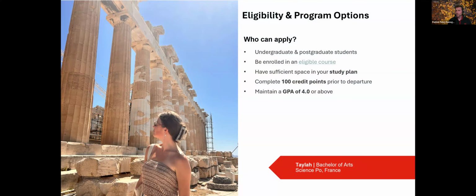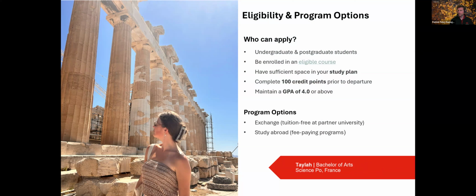Okay, so for students thinking about an exchange program, let's talk a little bit about eligibility. It's eligible for undergraduate and postgraduate students. We've got a link to our website there, but essentially and really importantly, it depends on what course or what degree you're studying. So Bachelor of Arts, Bachelor of Business, Bachelor of Sciences, and many others at an undergraduate level are eligible courses for an exchange program.